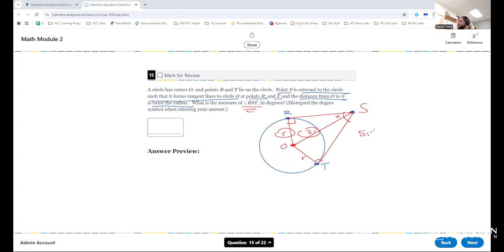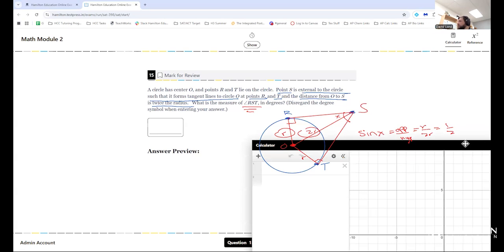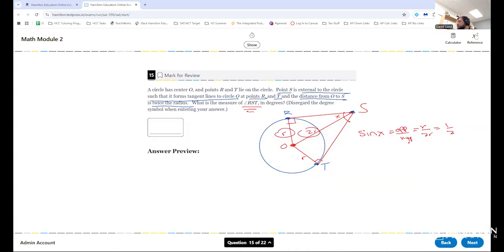So let's set it up. Sine of x is equal to the opposite over the hypotenuse, which is r over 2r, which is 1/2. And then you might go, wait a minute, sine of x equals 1/2, I know that. And you should, from your lesson on unit circles, and also looking at the reference sheet.